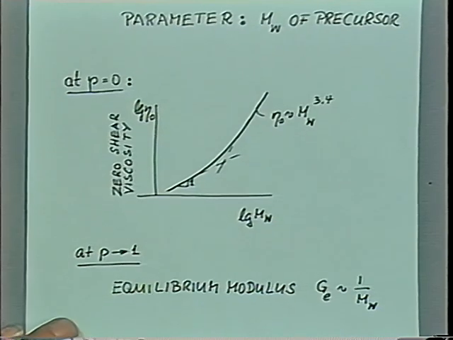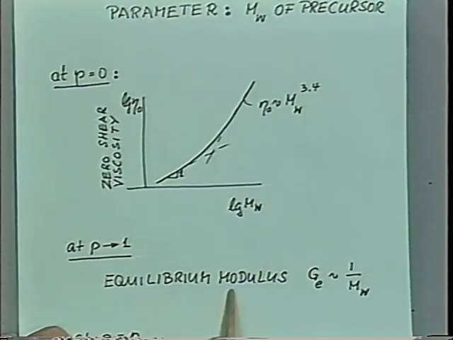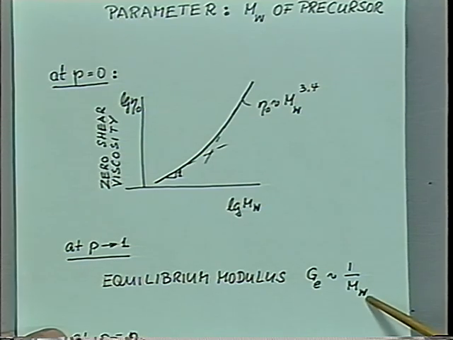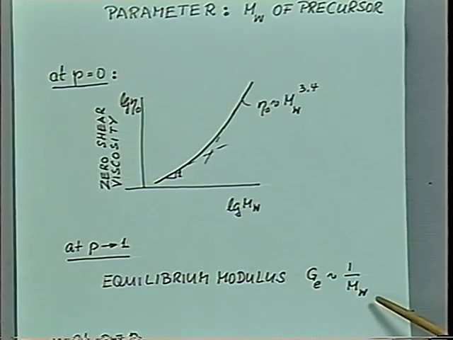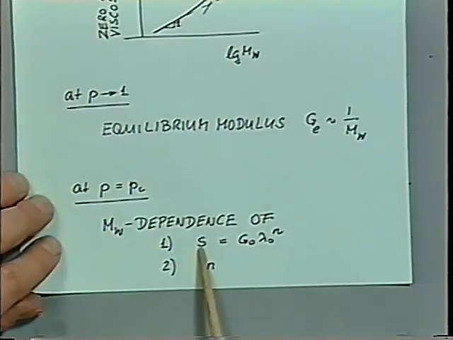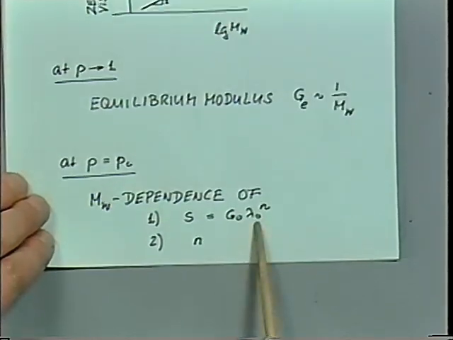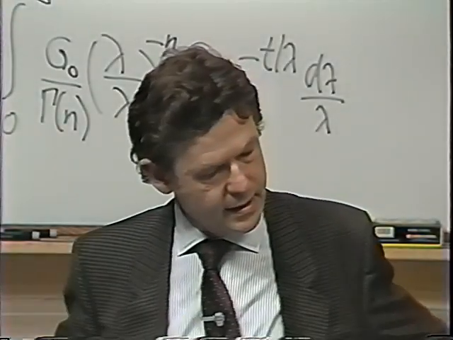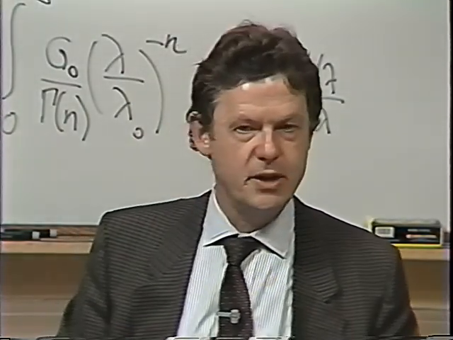OK, so there's a molecular weight dependence of the zero shear viscosity. The equilibrium modulus depends also on molecular weight, and it's proportional to 1 over the molecular weight of the strands between cross-linking sites. See, the precursor molecular weight determines the strands between the cross-links in the cross-linked system. Now, at the gel point, we would like to know how S and n depend on molecular weight, or if we break S down, we would like to know how the modulus and the characteristic time depend on molecular weight. Again, we explore that experimentally.